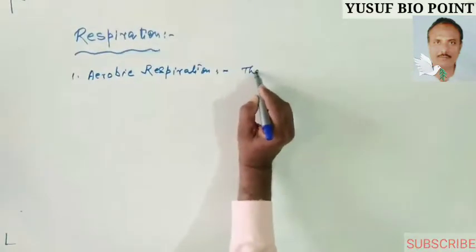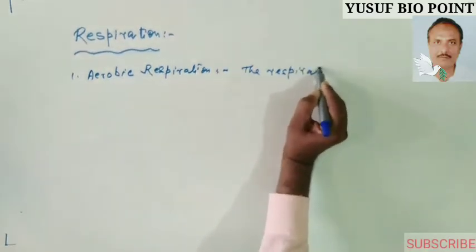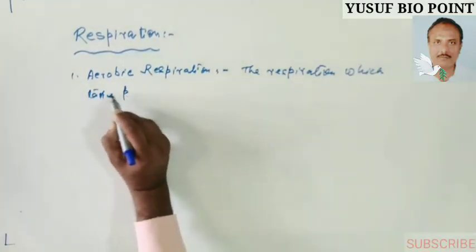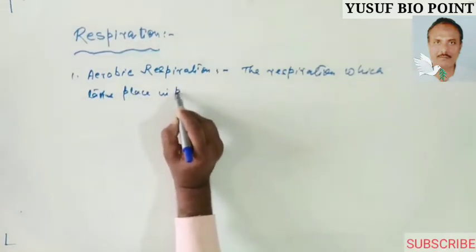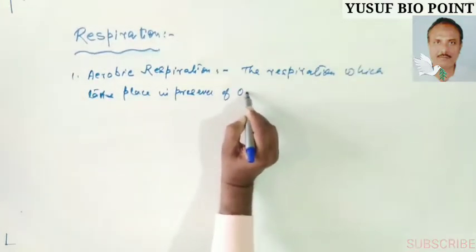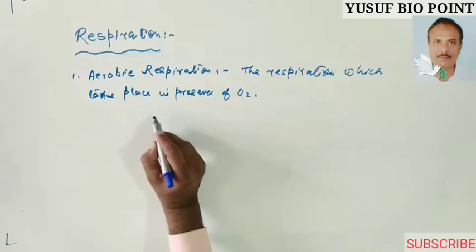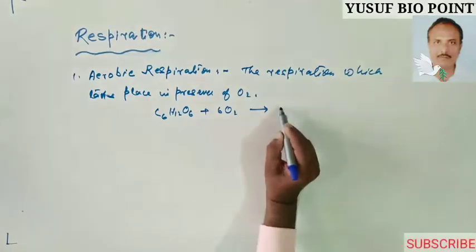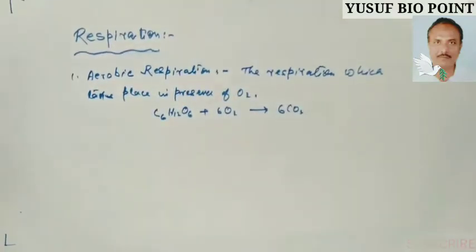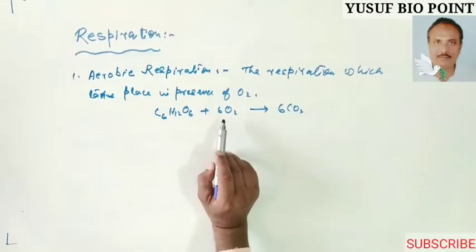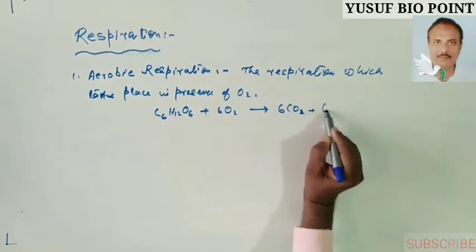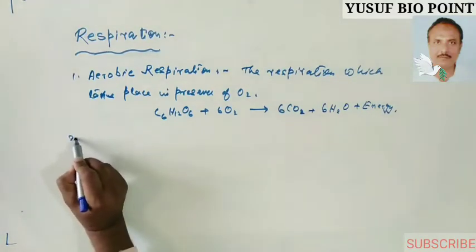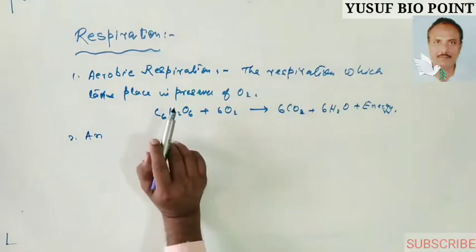Aerobic respiration takes place in presence of oxygen. As we have already seen, C6H12O6 plus 6 O2 gives 6 CO2 plus 6 H2O plus energy. This takes place in all plants and animals.